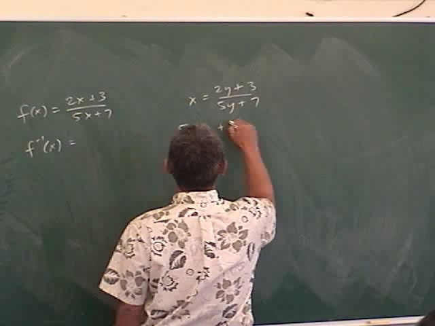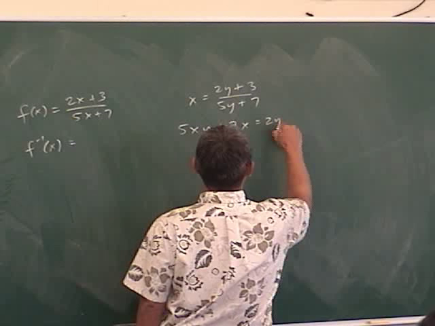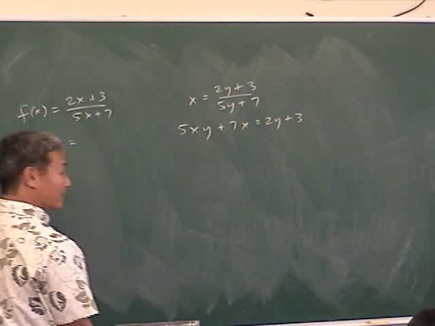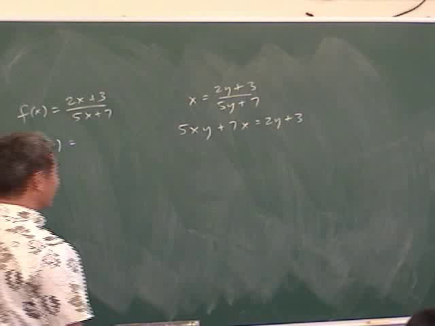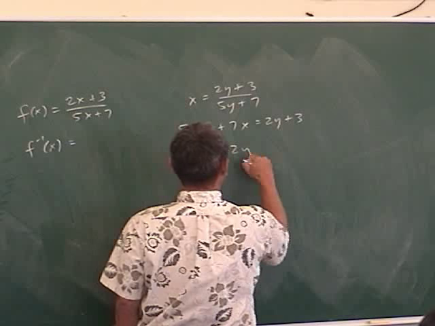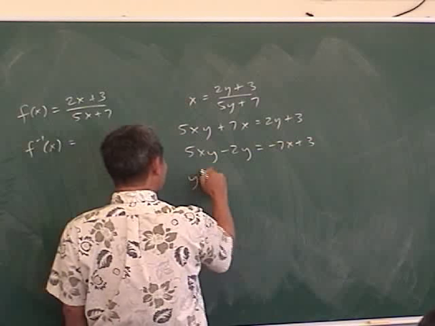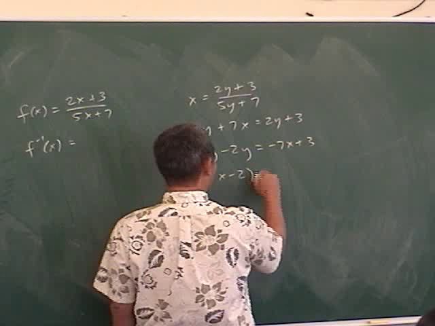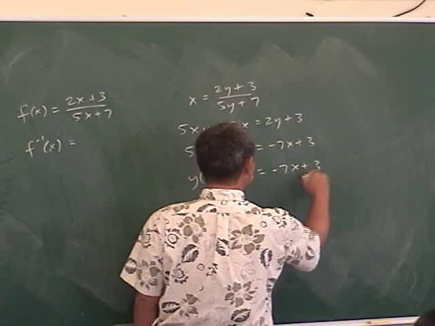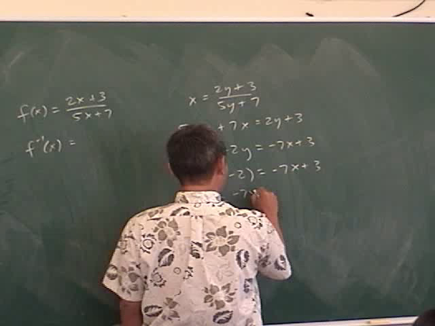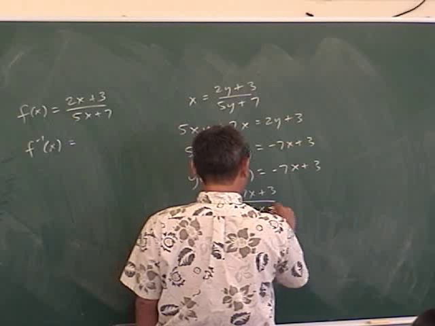That's the only way you can get it. Put all the y's on one side, put all the x's on the other. Factor out the y. We just did this in Algebra 2B. I gave them this exact same problem and they all could do it. And then you divide. y equals negative 7x plus 3 all over 5x minus 2.